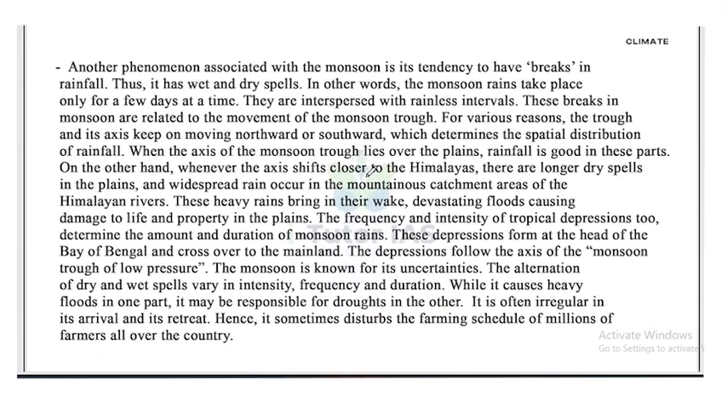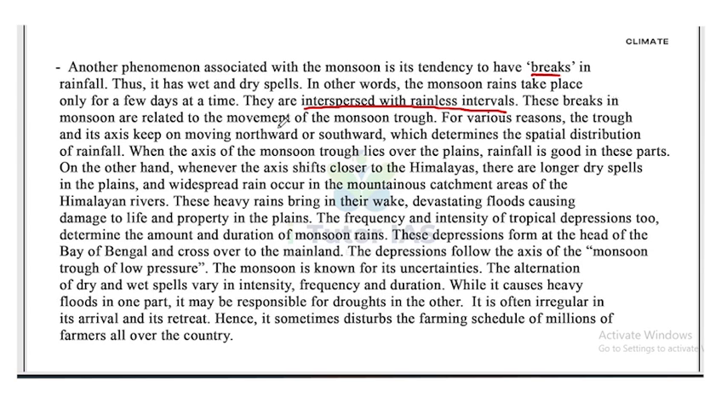Now, another phenomenon associated with the monsoon is its tendency to have breaks in rainfall. Thus, it has wet and dry spells. In other words, the monsoon rains take place only a few days at a time. They are interspersed with rainless intervals.